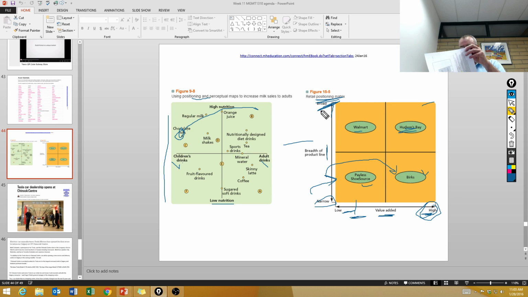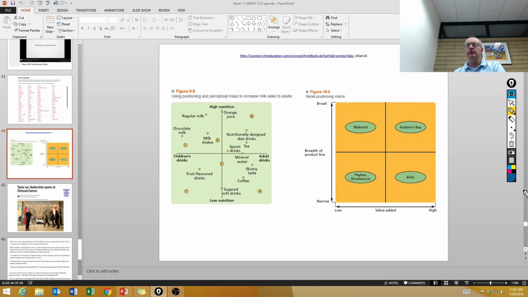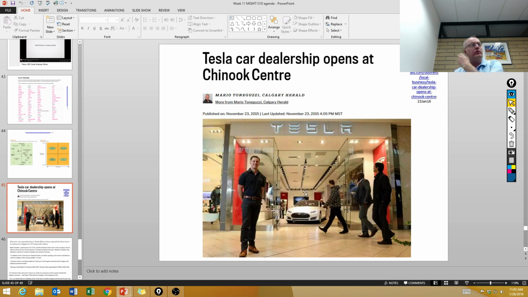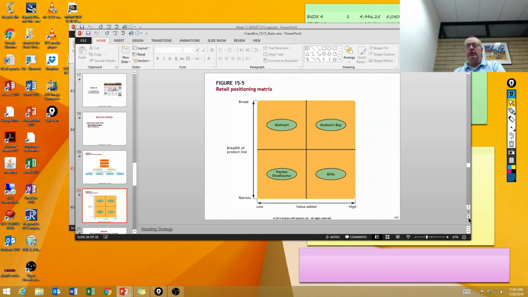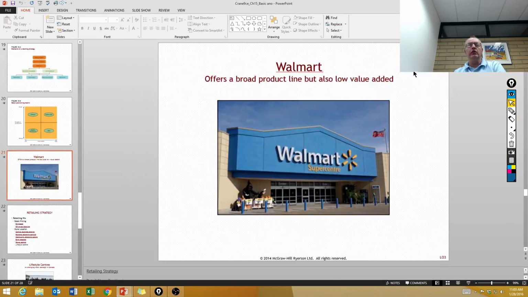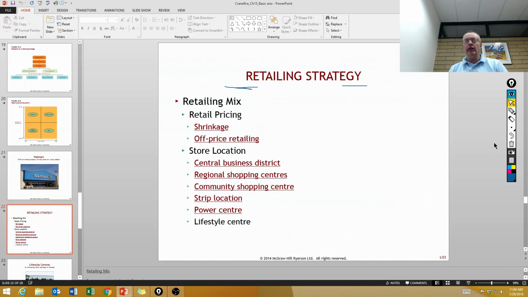Okay, so we're going to walk through these four retail positioning matrix variables in more detail. I'll come back to it later. Sorry. Here's an example of Walmart in our retail positioning matrix. It's relatively low value products, but a very broad product line.